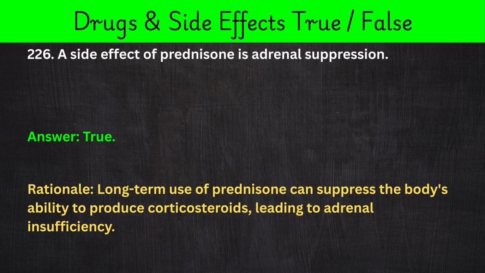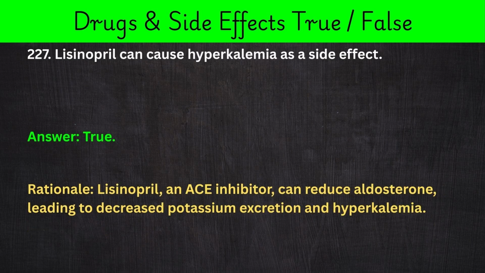Rationale: long-term use of prednisone can suppress the body's ability to produce corticosteroids, leading to adrenal insufficiency. 227. Lisinopril can cause hyperkalemia as a side effect. Answer: true. Rationale: lisinopril, an ACE inhibitor, can reduce aldosterone, leading to decreased potassium excretion and hyperkalemia.